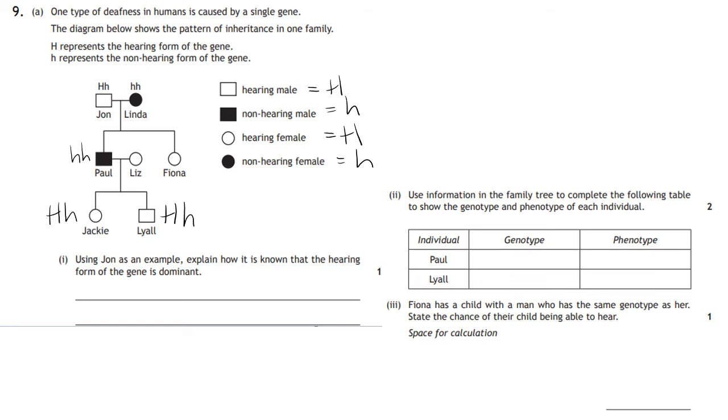Now, the very first question is saying, using John as an example, explain how it is known that the hearing form of the gene is dominant. John has a big H and a little h. How do I know that it's the big H that's dominant? He can hear. That's it. He has got a big H and a little h, he's heterozygous, and he can hear.